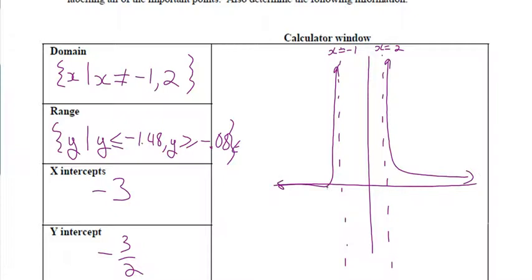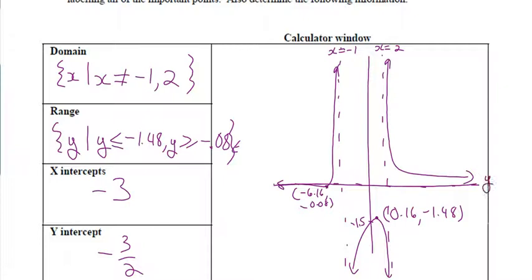Okay, we have a relative minimum here at negative 6.16, negative 0.08. And here we've got something that looks like this. We have a y-intercept at negative 1.5. We have this relative maximum, which occurs at 0.16, negative 1.48.